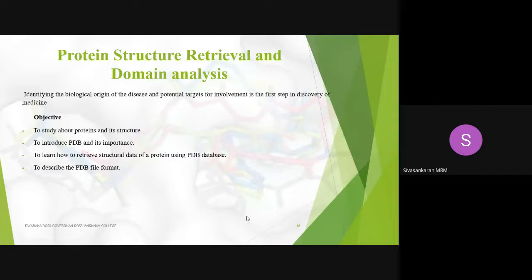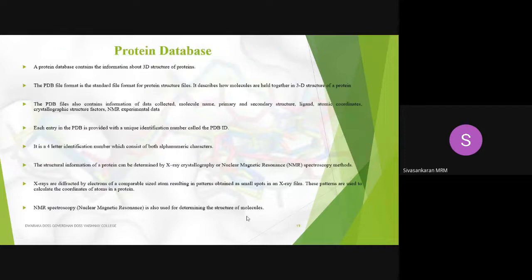So the objective of protein structure retrieval and domain analysis is to study the protein and its structure, to introduce the PDB and its importance, to learn how to retrieve the structural data of a protein using the PDB database, and to describe the PDB file format. A protein database contains the information about the 3D structure of a protein. The PDB file format is a standard file format for protein structure files. It describes how molecules are held together in the 3D structure of a protein.